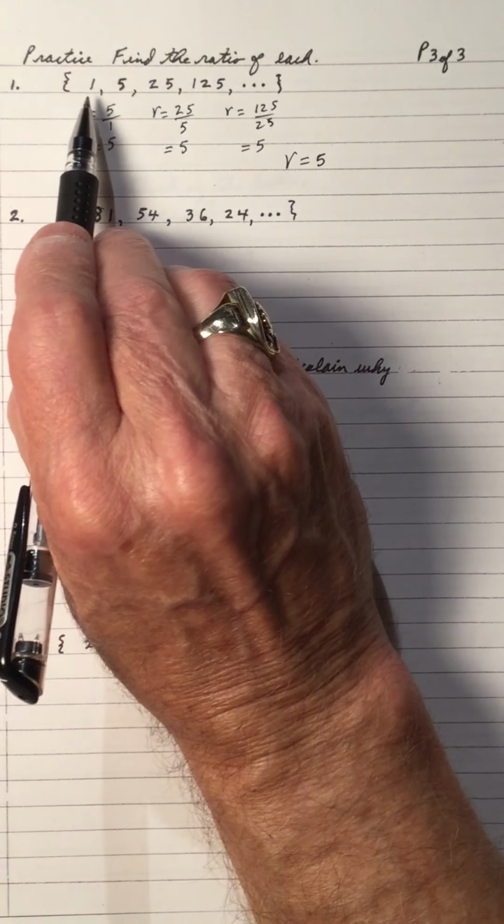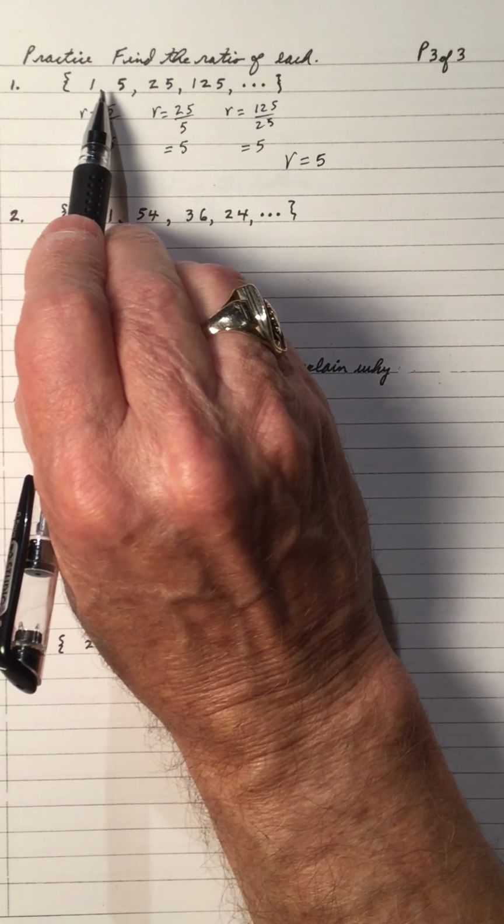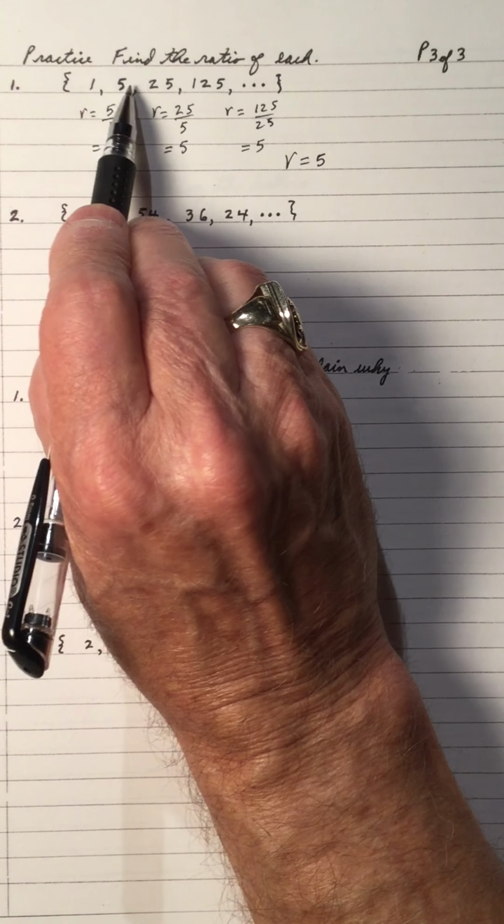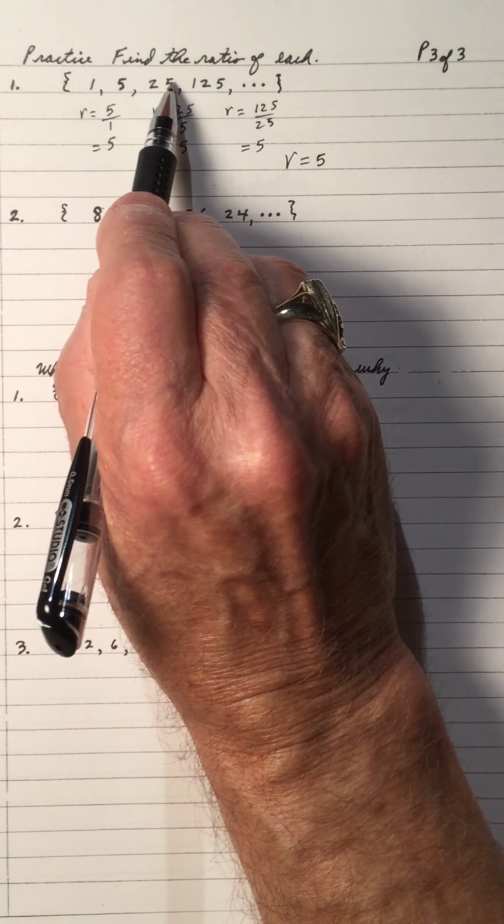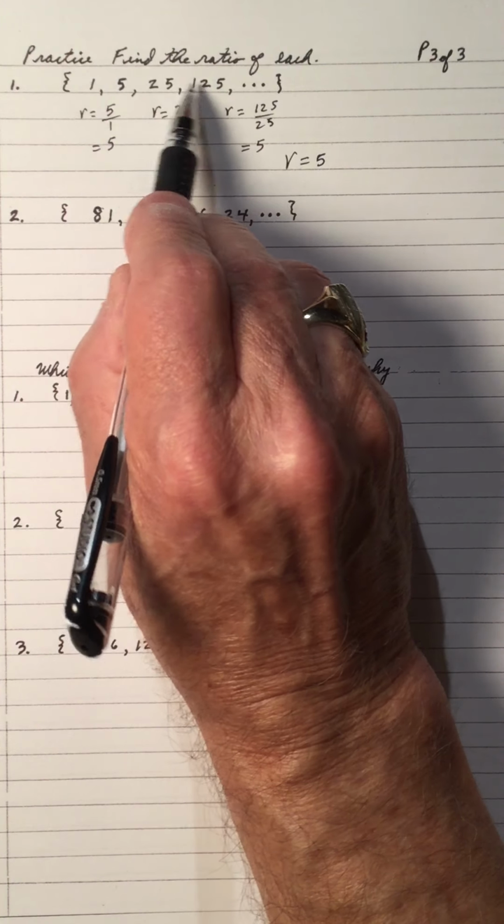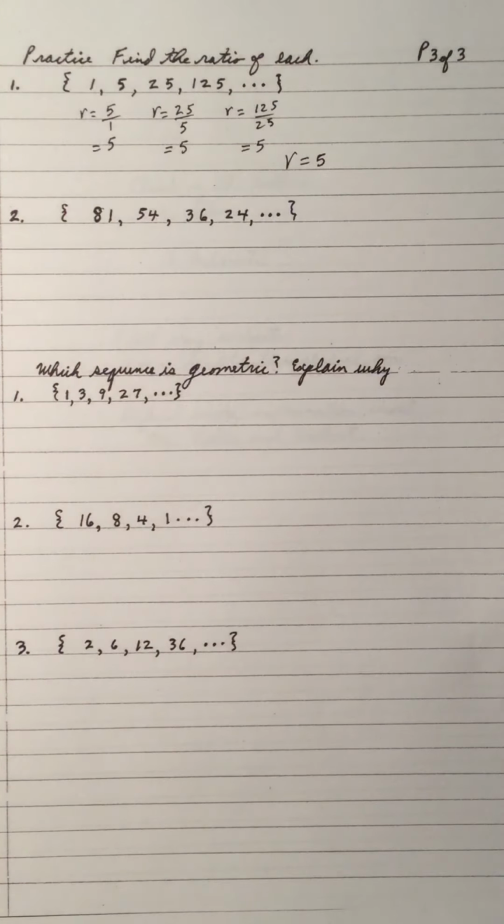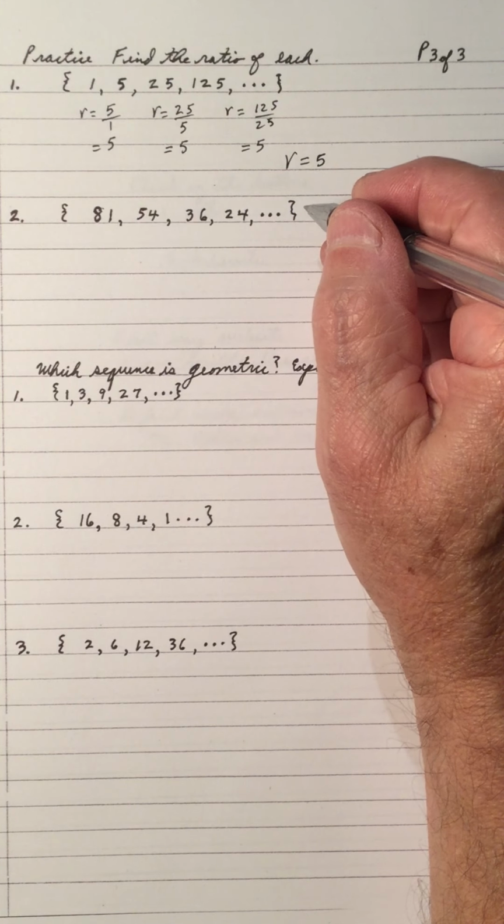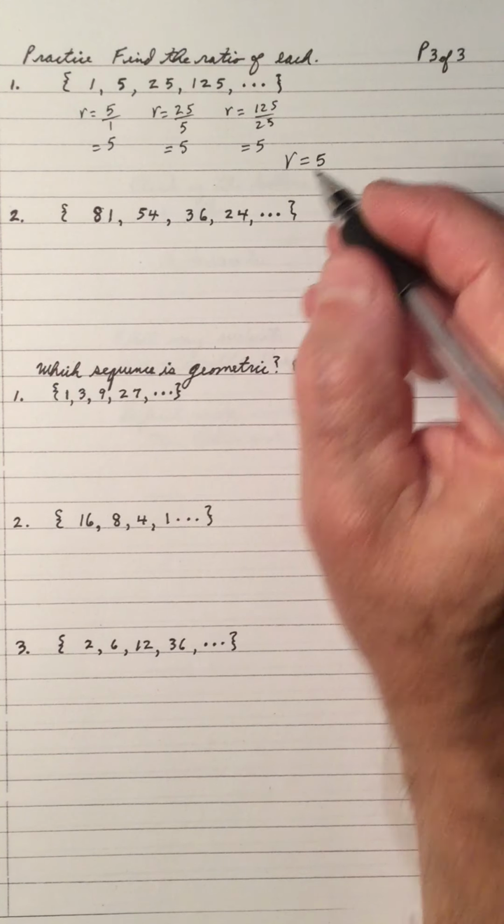That means that if you take this term and multiply by 5, you get 5. Take 5 and multiply by 5, you get 25. Take 5 and multiply by 25, you get 125. So the ratio is 5. So we call it a geometric sequence.